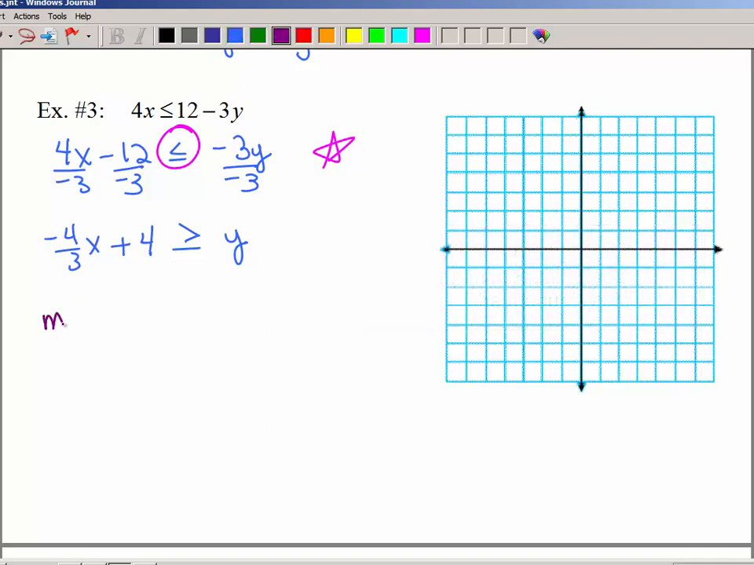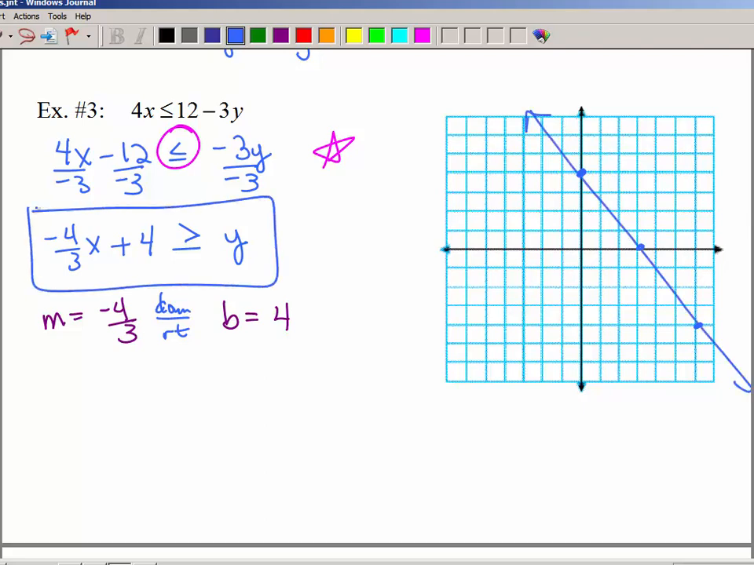Right? So we have a slope of negative 4/3. We have a y-intercept of positive 4. So we're going to go up here at 4, and then I'm going to go down and then to the right. Yes, down because it's negative, 1, 2, 3, 4, and to the right because the 3 is positive. This time, because it does have an equal to part, I'm going to connect these points with a solid line.